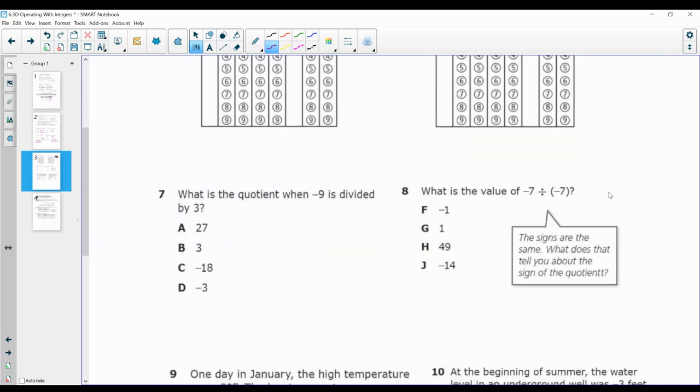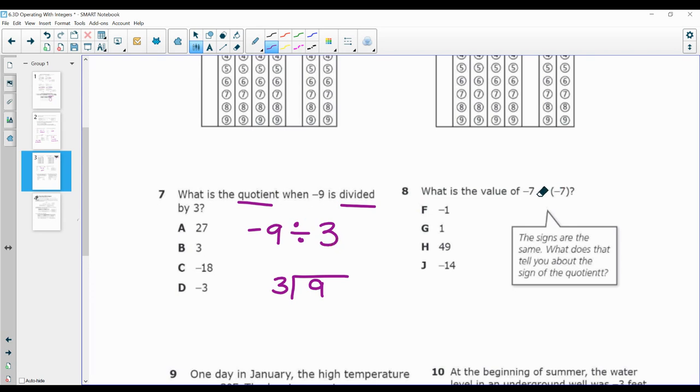Number 7, what is the quotient when -9 is divided by 3? Quotient and the word divided. -9 divided by 3. So check what negative divided by positive would be, and then actually divide. Not multiply, but divide.